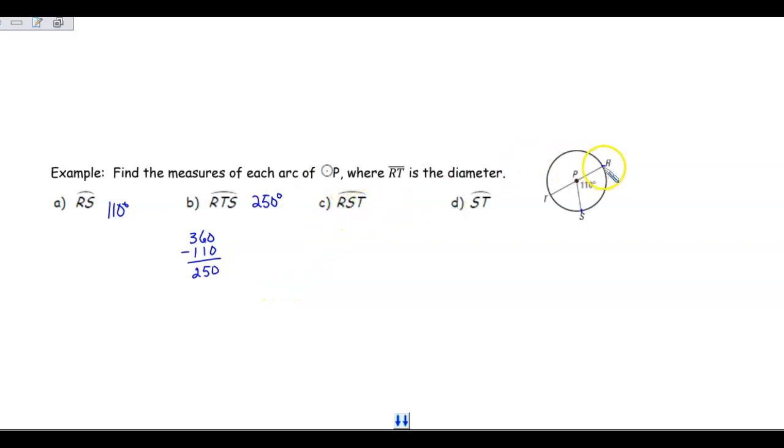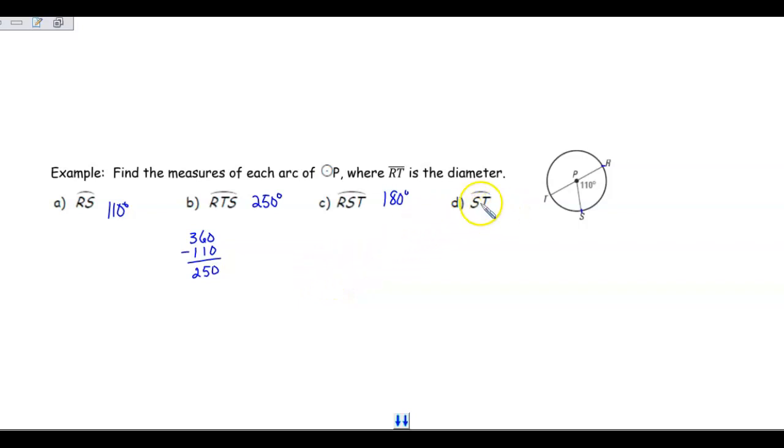RST would go from this point around to this point, and we know that the two endpoints are the endpoints of the diameter, so that means that this is a semicircle, and it would equal 180 degrees because semicircles always equal 180 degrees.